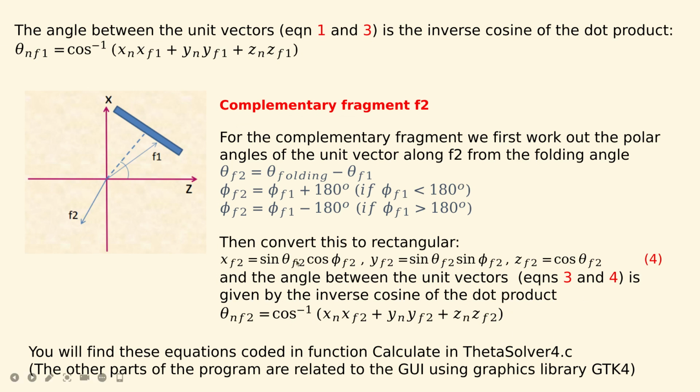And then equation 4 helps you to get again the unit vector, the x, y, and z of the unit vector for F2, and then once again you take a dot product with the neutron unit vector and take the inverse cosine, and you have got the answer for the angle between the neutron detector and the fission fragment number 2. So this is what we do.